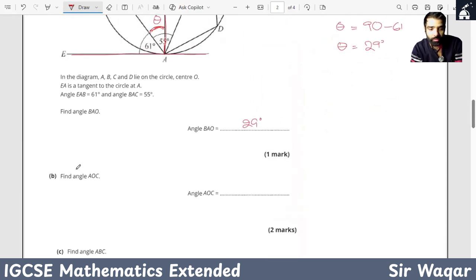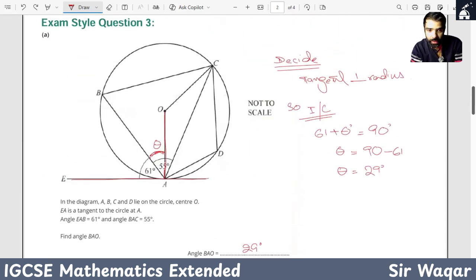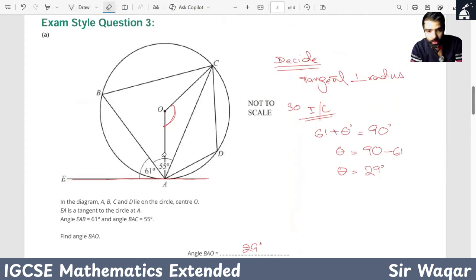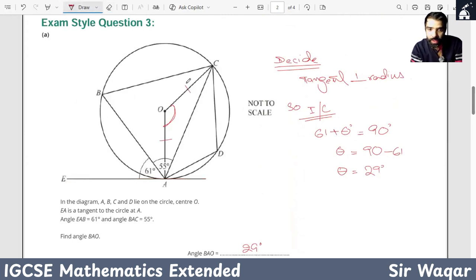In part B, we have to find angle AOC. Angle AOC is this angle. As we know, OC and OA are the radii of the circle, so the radii are equal. It means triangle AOC is an isosceles triangle. If we know one of the base angles, the other would be the same, and this way we can find the angle at O by using the triangle angle properties.